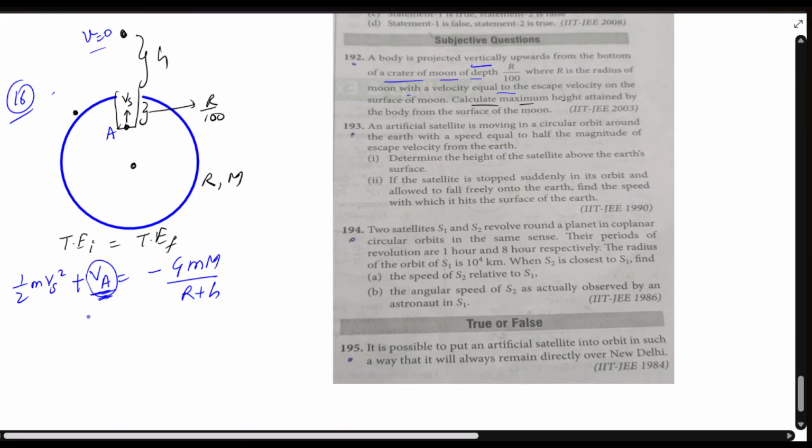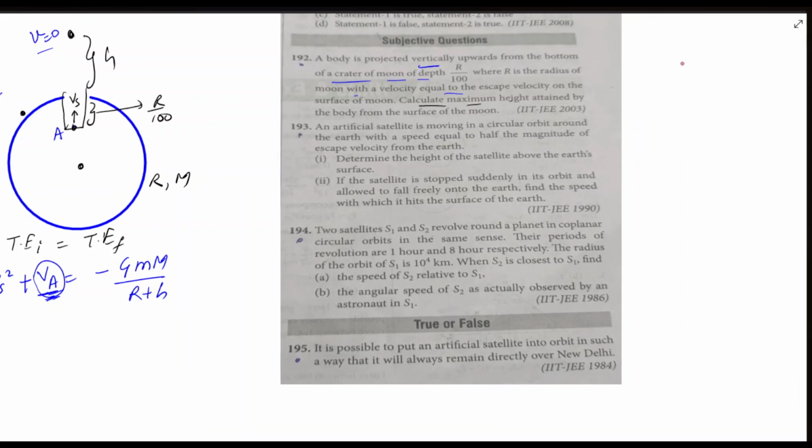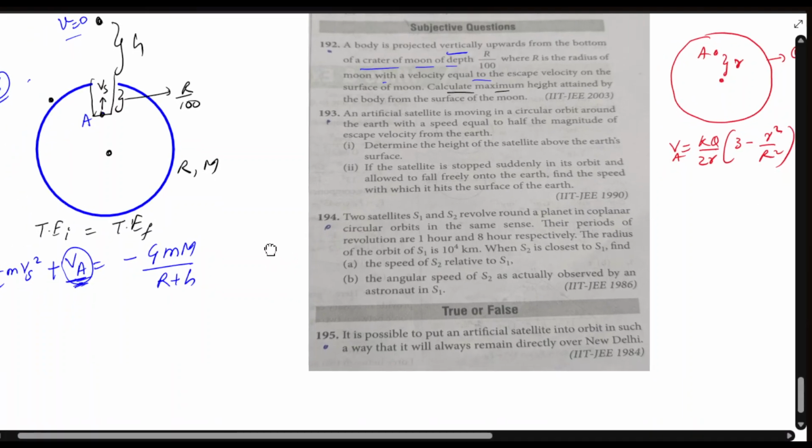So look, if you remember, let me write here. If you remember, we have solved this in electrostatics, right? If this is a sphere whose charge density is anything, let's say its total charge is q, radius is R. At this point, at a distance small r from the center, the potential at A will be kq by 2R, right? Into 3 minus small r square by capital R square. This is exactly what we are going to use here.